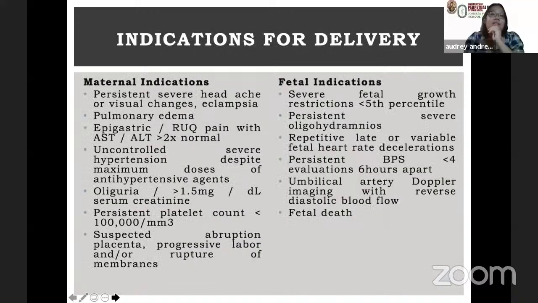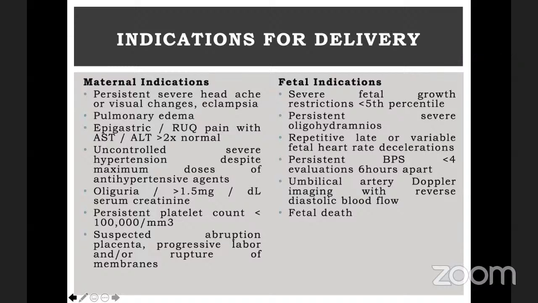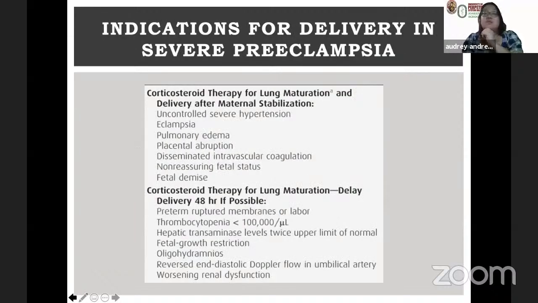Fetal growth restriction, oligohydramnios, reversed end diastolic Doppler flow in the umbilical artery, worsening renal dysfunction. When will you say that it is uncontrolled hypertension? When will you say that this patient has uncontrolled hypertension? What are your armamentarium for BP control? What's the first line? What are the oral drugs that we usually give?